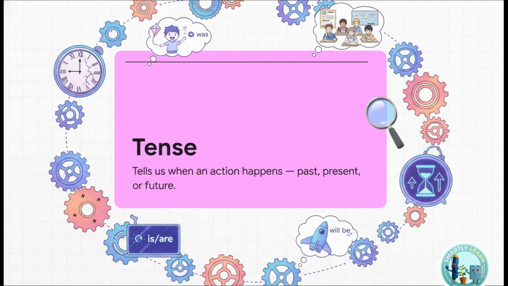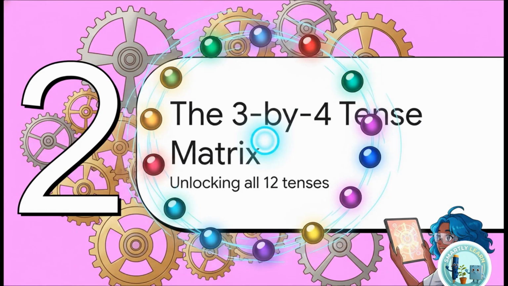Was it in the past? Is it happening right now in the present? Or is it gonna happen in the future? That's literally it. Every single tense, even the ones that sound super complicated, is just a tool to pinpoint an action in time.